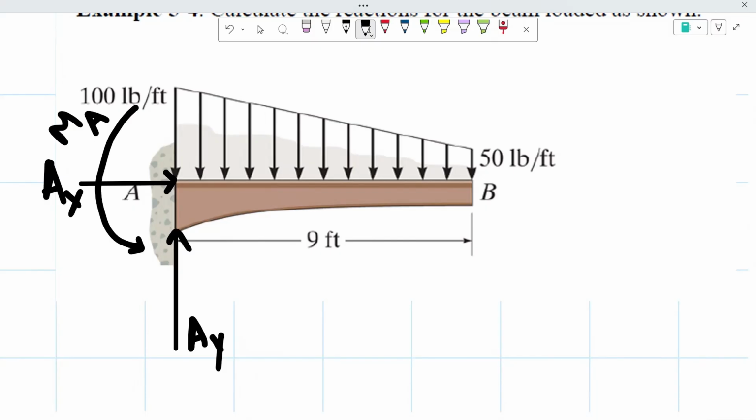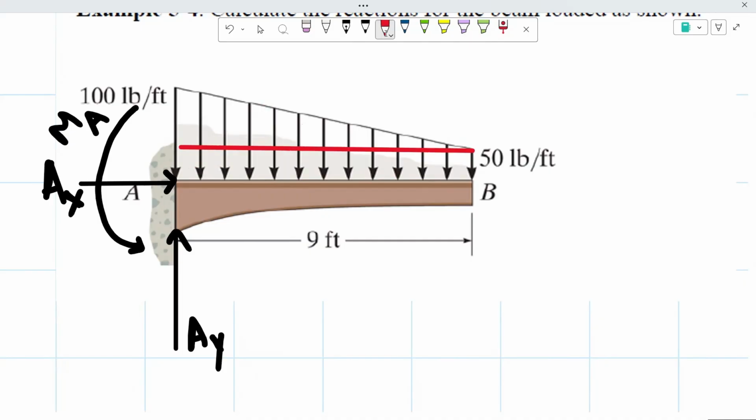So now that we know that we have a moment, an A sub X reaction, and an A sub Y reaction, the next thing that I'm going to do is determine the concentrated forces on this loading that we have on the beam. I'm going to be splitting this loading into two shapes, so that we're going to have a loading of a rectangle and then a loading of a right triangle.